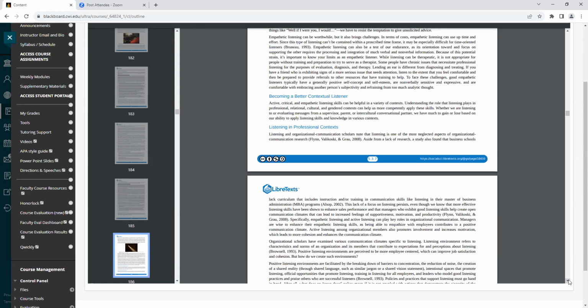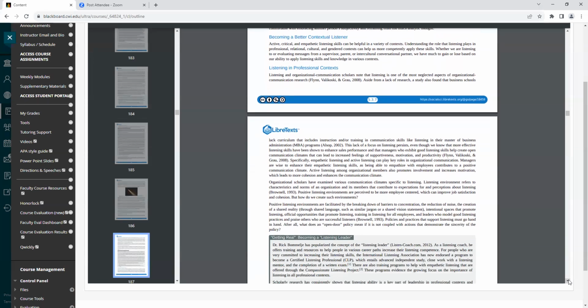To face these challenges, good empathetic listeners typically have a generally positive self-concept and self-esteem, are nonverbally sensitive and expressive, and are comfortable with embracing another person's subjectivity and refraining from too much analytic thought.